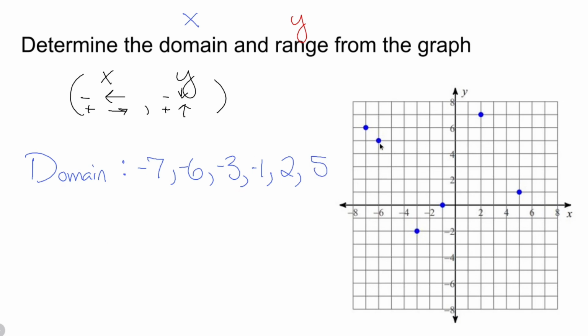Negative 7, negative 6, negative 3, negative 1, 2, 5. And going left to right, you get yourself your domain in order. Now my range is going to be my y values. So it makes sense that the smallest number in my range is going to be the point from the bottom, working my way up.